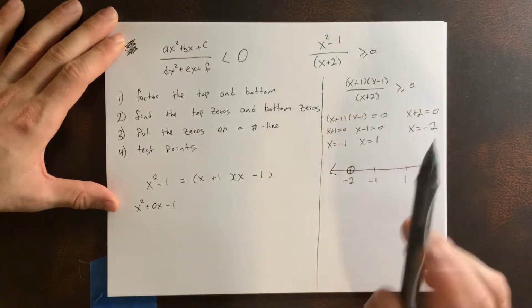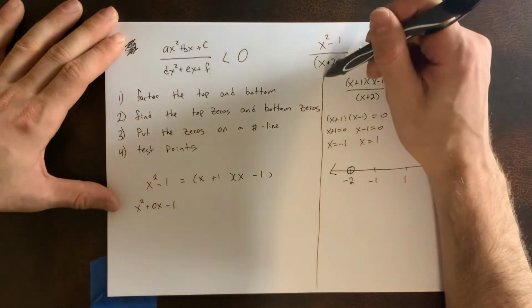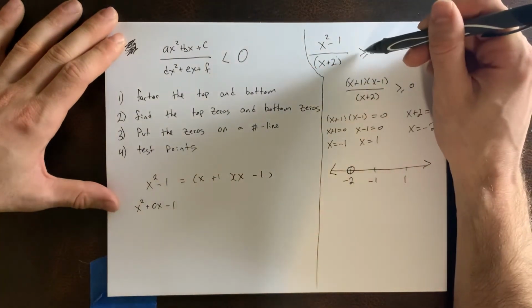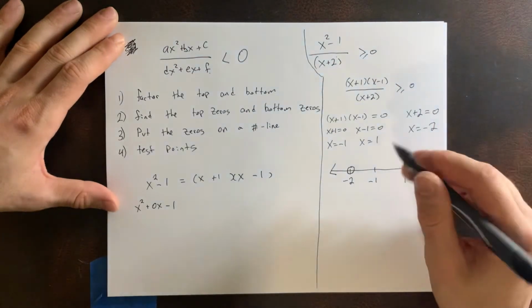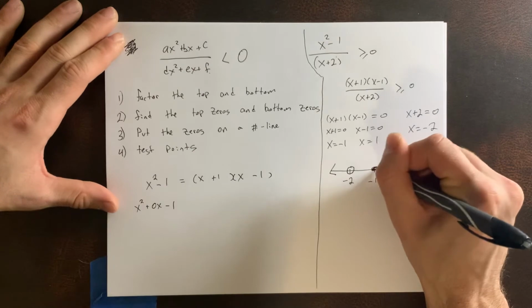Now the top zeros have to do with this sign. This is the problem we're solving. If it has the or equal to part, so this is a greater than or equal to sign, if we have that or equal to sign, we're going to be putting closed circles, no matter what, on the top zeros.